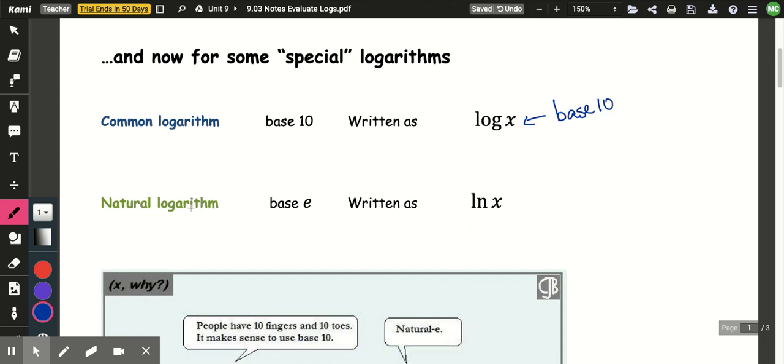All right, the other one is called a natural logarithm, which is a base e. And that one's written as ln of x. So this is read as natural log of x. Now that brings in a special number that we haven't really talked about before, this number called e. This is known as Euler's number.